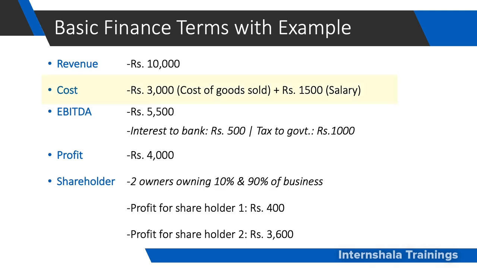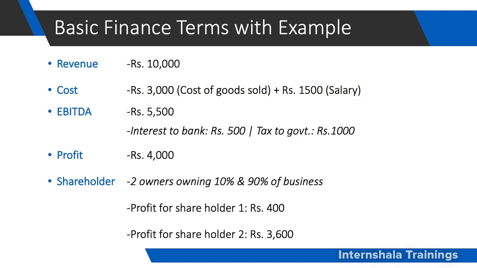The next one is cost. If that watch company has bought the watches for rupees 3,000 and it has hired an employee, a salesperson whose salary was 1,500, then the amount that the company has spent to sell the watches was rupees 3,000, which was the cost of the goods, and 1,500, which was the salary. So the total cost is 4,500.